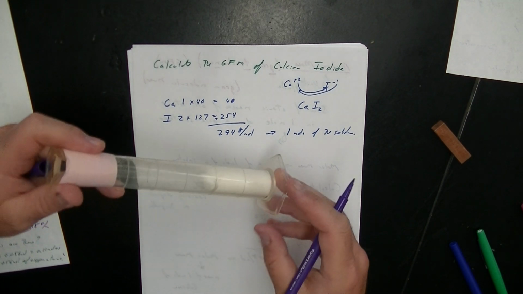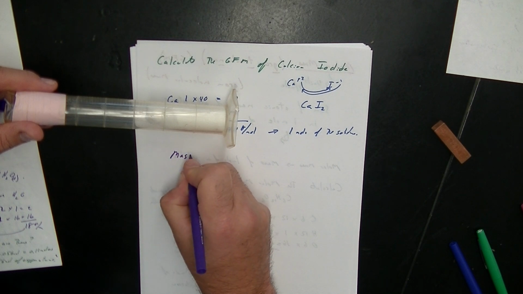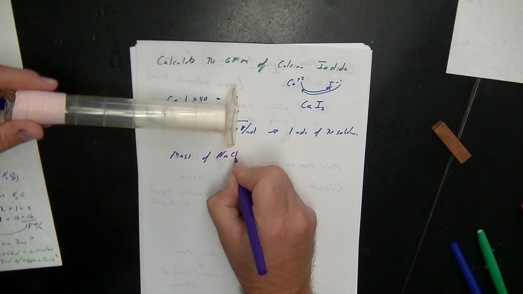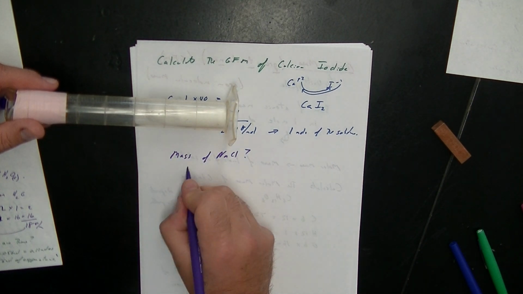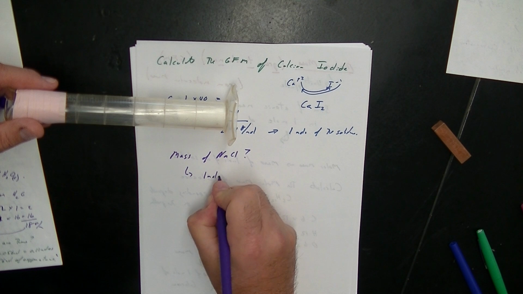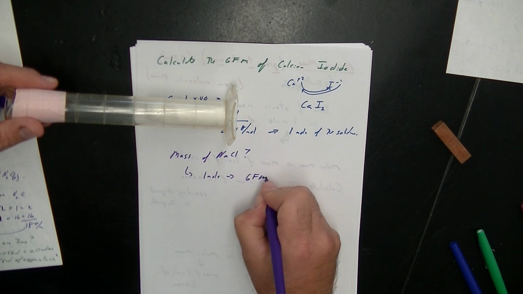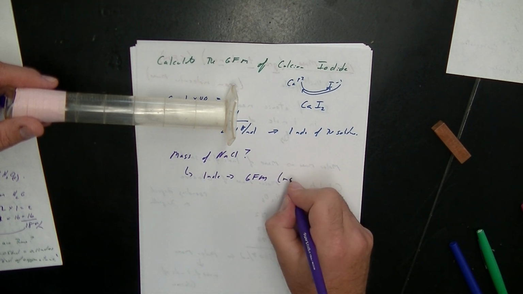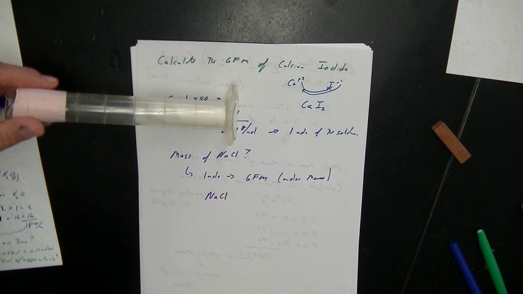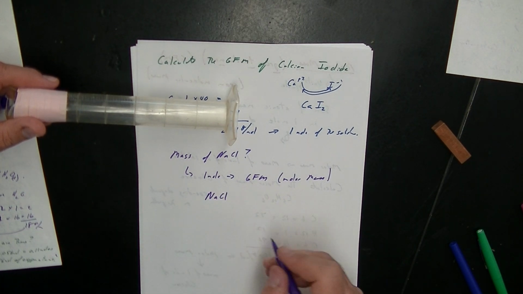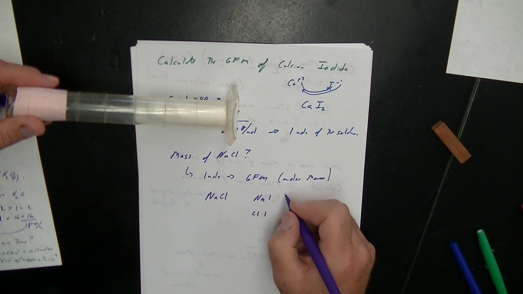Well, what's the mass of this sodium chloride? Okay, I want to know what the mass of that sodium chloride is. Well, I know that I have 1 mole of it, which is equal to its GFM, or molar mass. How do I get the molar mass? Well, I know it's NaCl. So I have Na's, I have Cl's, I have 1 of these, I have 1 of these.